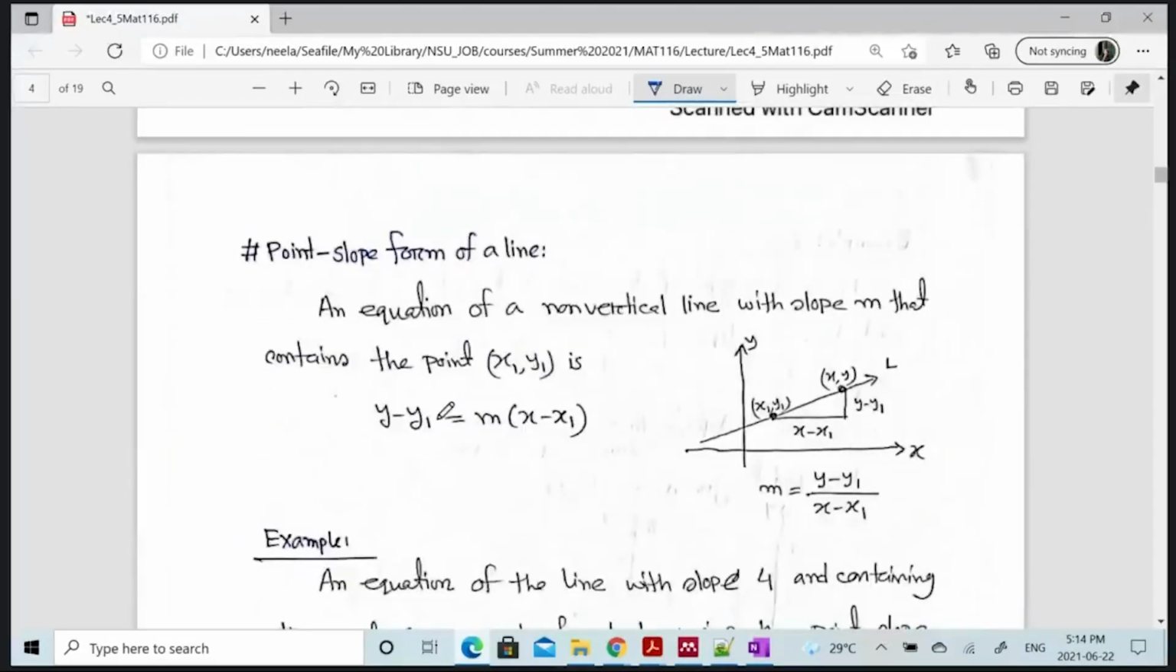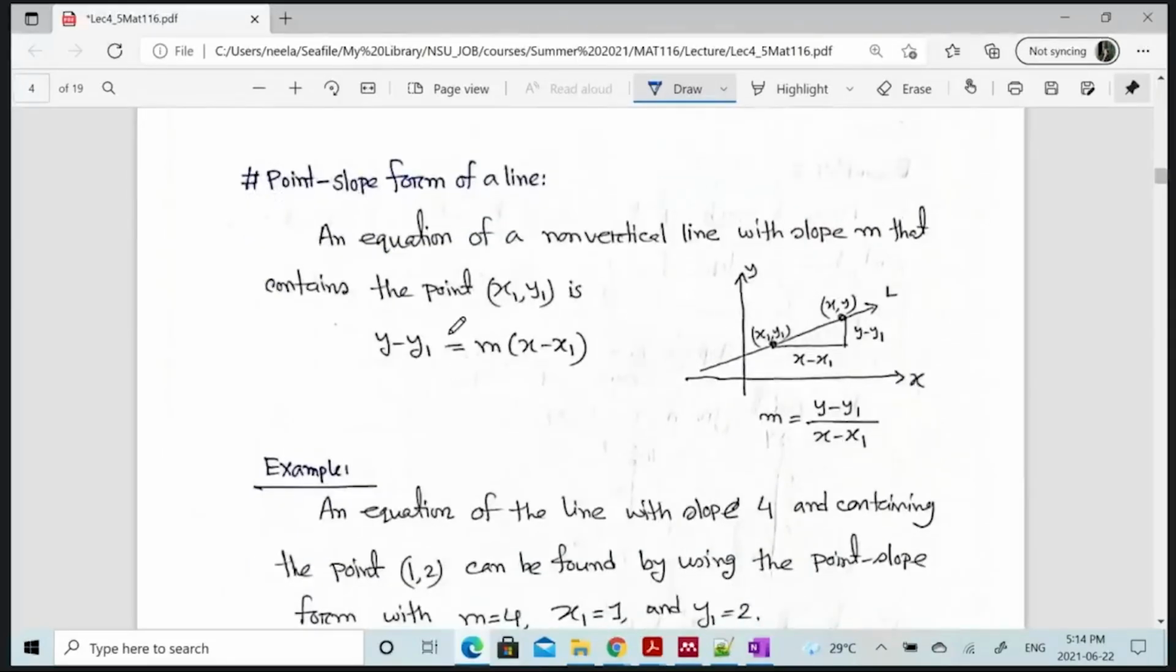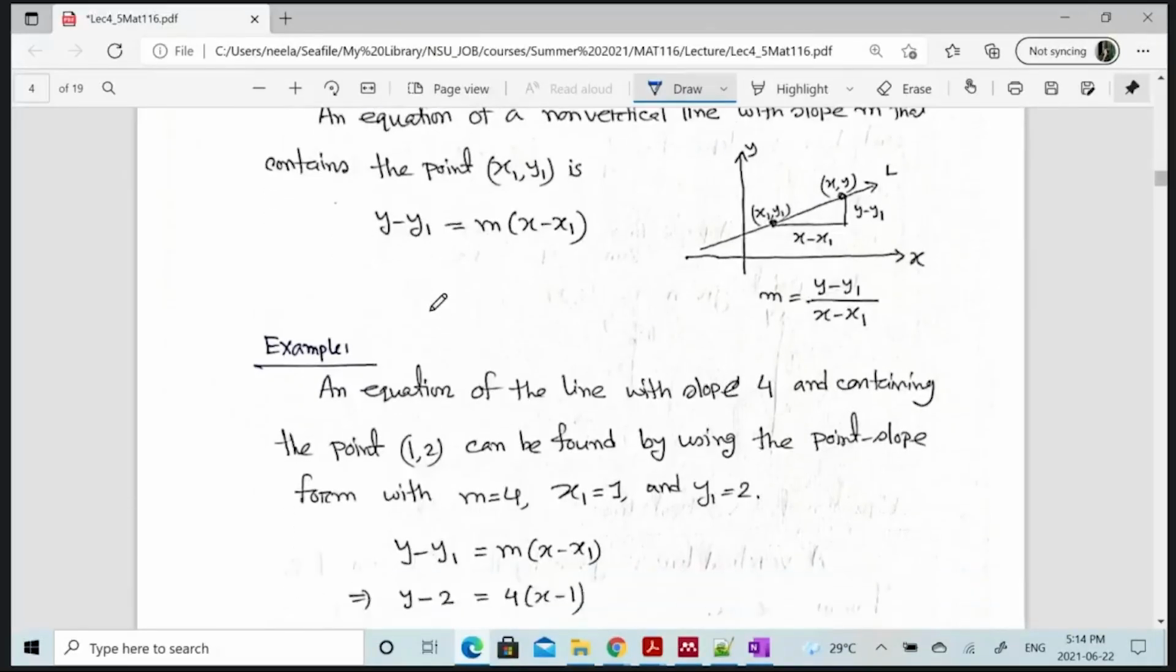Now, I said this equation is called point slope form of a line. And in order to use this equation, you need to know the slope and you need to know any arbitrary point on that. So let's see the example.